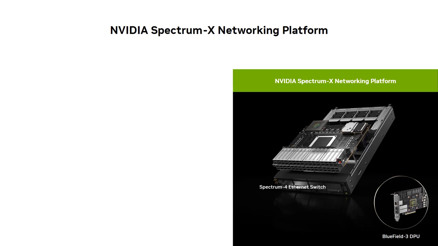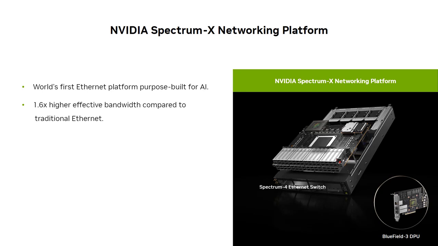Let's explore the NVIDIA Spectrum-X switches specifically designed for Ethernet use within AI data centers. The NVIDIA Spectrum-X networking platform is the first Ethernet platform designed specifically to improve the performance and efficiency of Ethernet-based AI clouds. This breakthrough technology achieves 1.6 times the effective bandwidth for AI workloads, increasing AI performance and energy efficiency, along with consistent, predictable performance in multi-tenant environments.